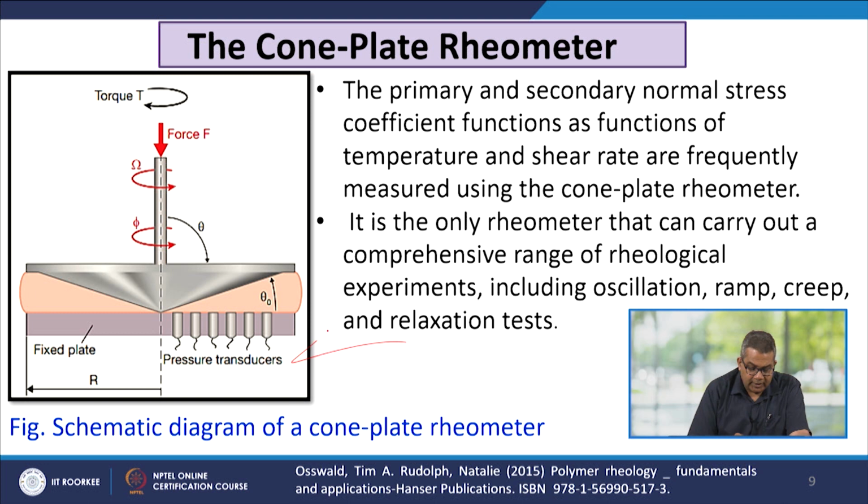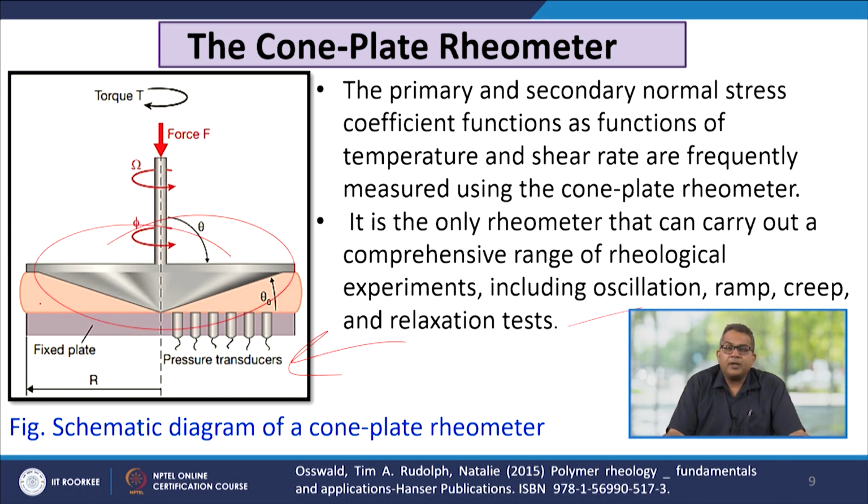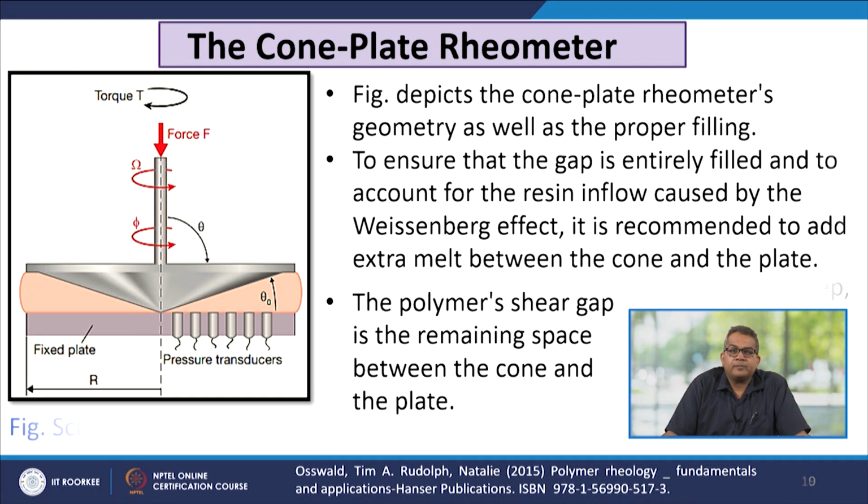This is the schematic diagram of the cone plate rheometer, with this cone type of structure. The primary and secondary normal stress coefficients as a function of temperature and shear rate are frequently measured using the cone plate rheometer. Now, it is the only rheometer that can carry out a comprehensive range of rheological experiments, including oscillations, ramp, creep, and relaxation tests. This particular figure depicts the cone plate rheometer's geometry as well as the proper filling.